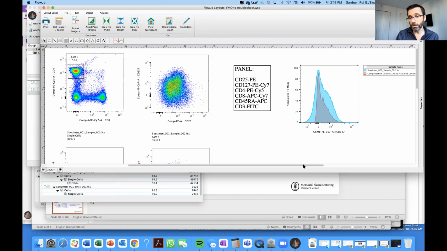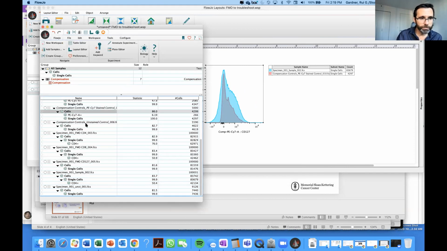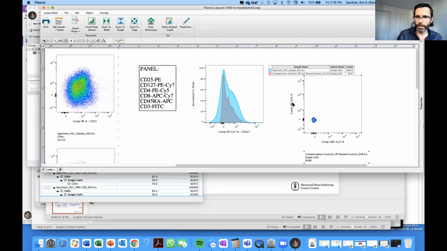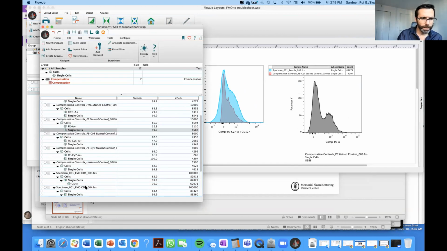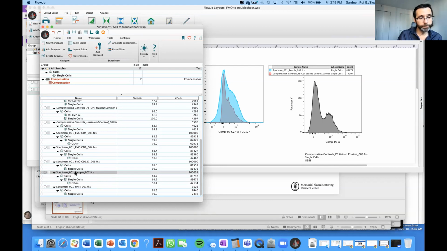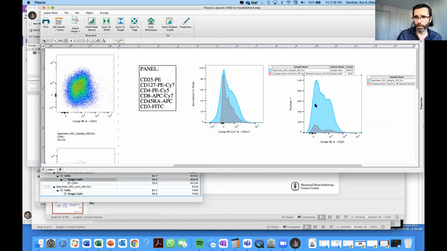Now let's take a look at PE. I actually haven't even looked at PE yet. So if we have our single stain control for PE, we can do the same. I would add this, again do the same histogram, and then here I'm going to choose PE, and then I'm going to add our multi-stain again, which would be this sample here. So single cells, and we're going to add it, and so here you go again.